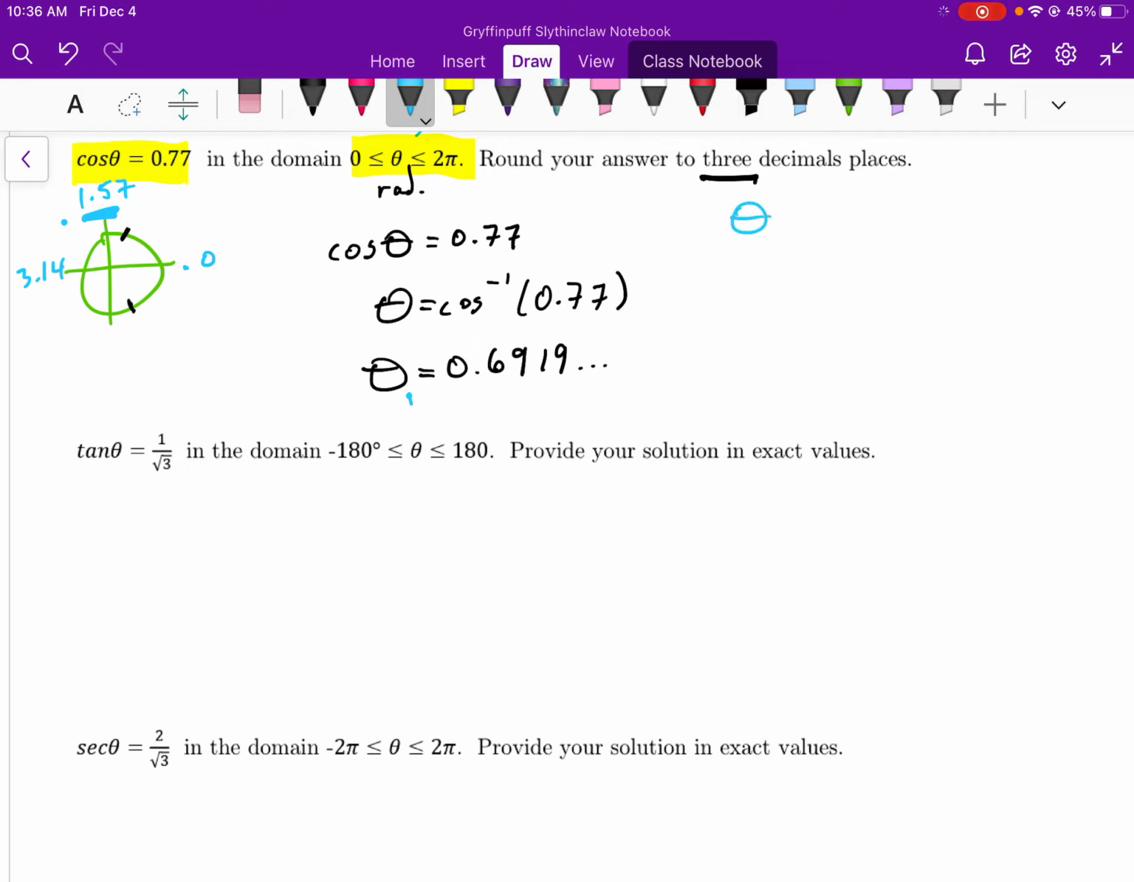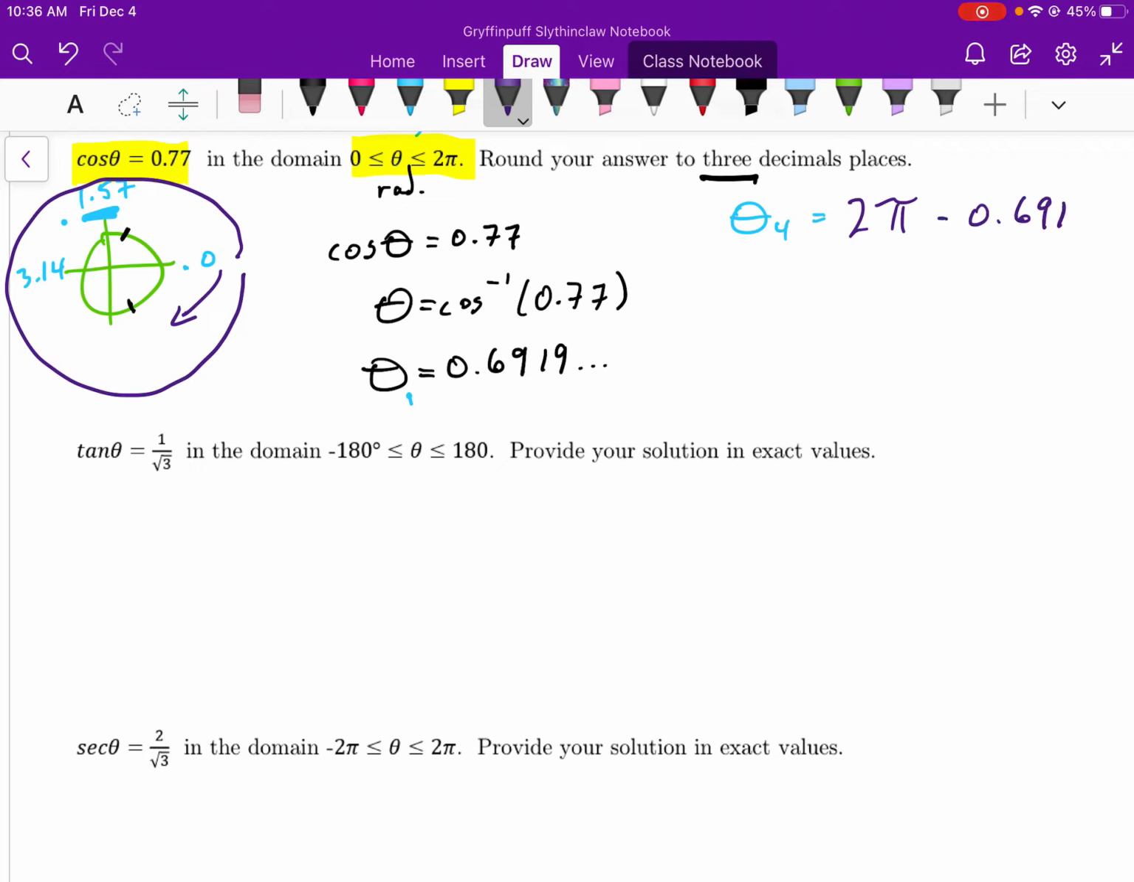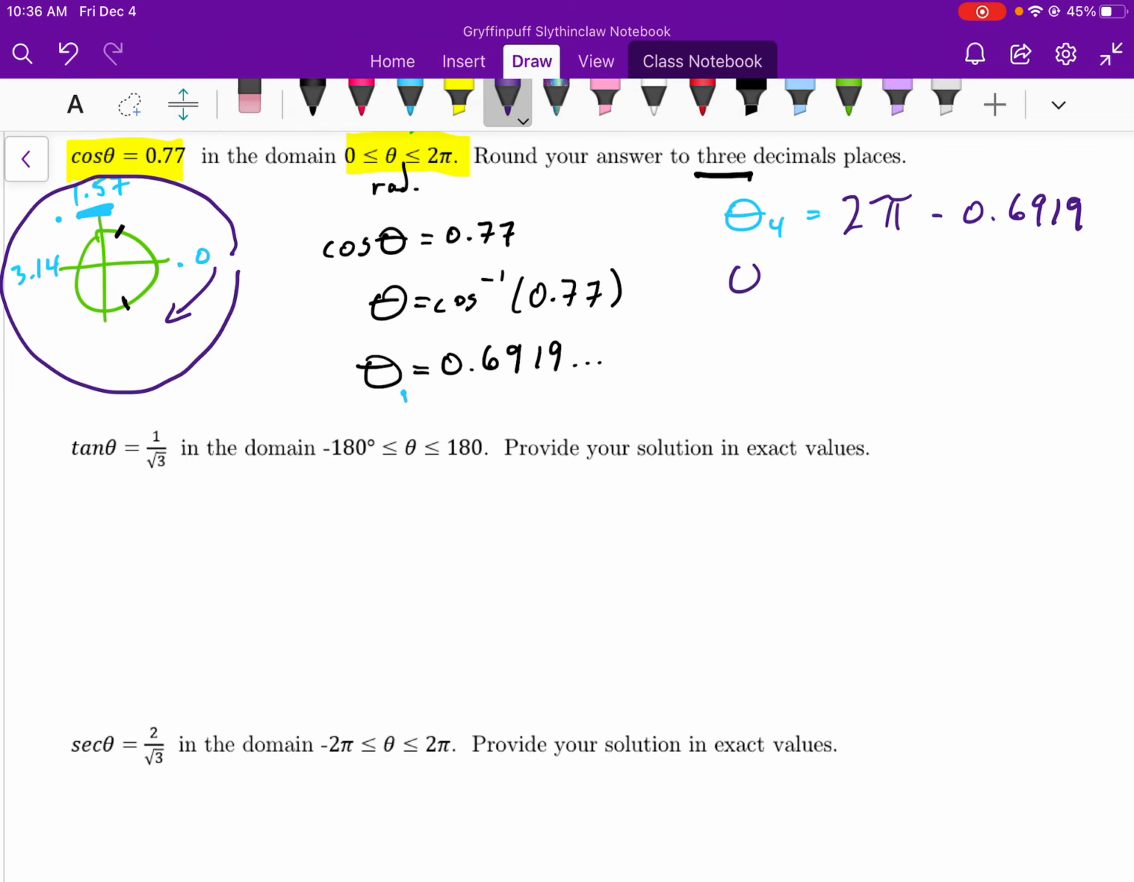So if I'm looking for my quadrant 4 solution now, how do I find it? Well, the easiest way is to go 2 pi minus the distance away from the x-axis, which was that 0.6919, etc. And when I do that on my calculator, 2 pi minus my previous output, my quadrant 4 solution is going to be 5.591. So that is rounded to 3 decimal places.